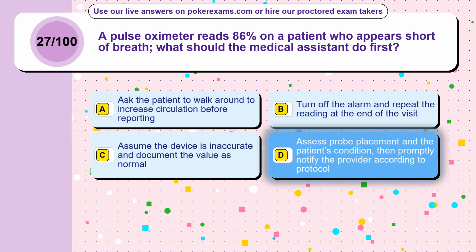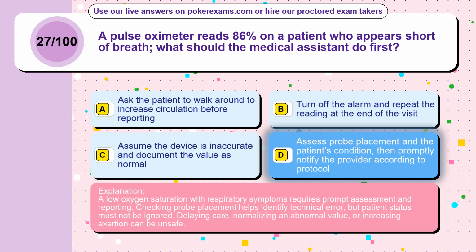The correct answer is option D, assess probe placement and the patient's condition, then promptly notify the provider according to protocol. A low oxygen saturation with respiratory symptoms requires prompt assessment and reporting.